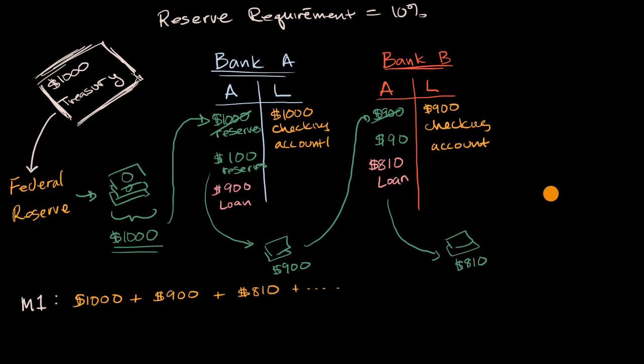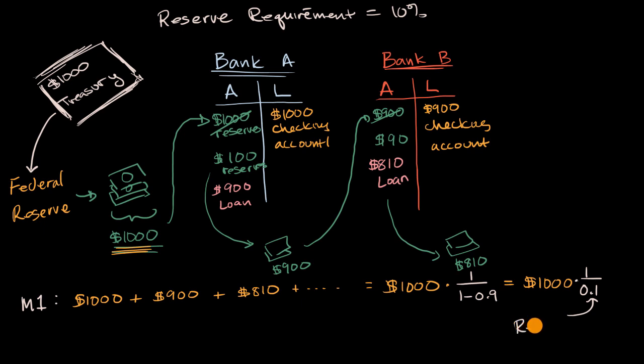Someone else, when this $810 gets deposited, the bank's going to lend out 90% of that. That person's going to think they have that amount of money. And so what we do is we're just multiplying by 0.9 every time. We're multiplying by 1 minus the reserve requirement every time. And we've done the mathematics on this multiple times. This is going to be equal to $1,000, the initial amount that was put into the monetary base, times 1 over 1 minus 0.9. And that is just going to be equal to $1,000 times 1 over 0.1, or you could just view this as 1 over the reserve requirement.